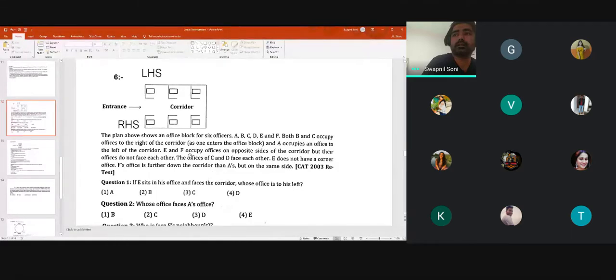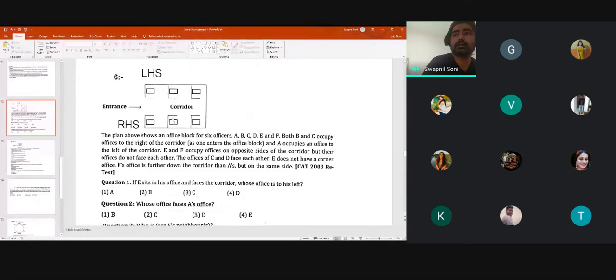Next. The offices of C and D face each other. So we know that the offices of C and D face each other. It means if C is over here, D is over here. We don't know exactly where. E does not have a corner office. So E is not in the corner office. E sits at one of the two center offices.